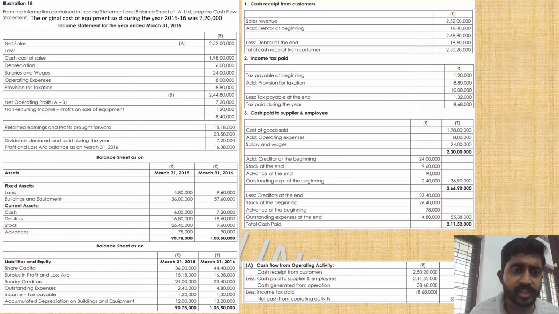Okay, from the information contained in the income statement, so income statement and balance sheet is given. Income statement only for the current year is given, so I'm putting CY here. CY means current year. If previous year and current year income statements are given, then we have to use the indirect method. Now only the current year income statement is given, we have to use the direct method only. So the balance sheet and income statement is given, prepare the cash flow statement.